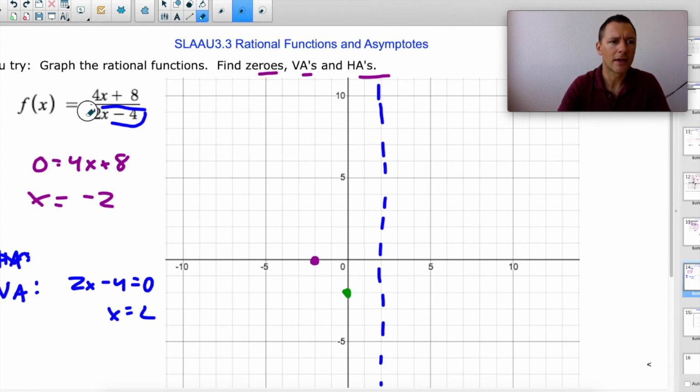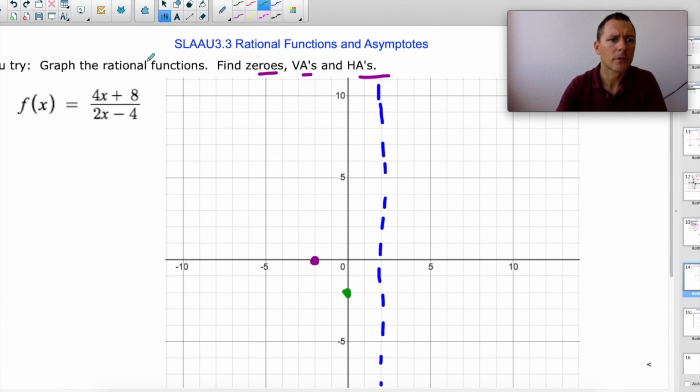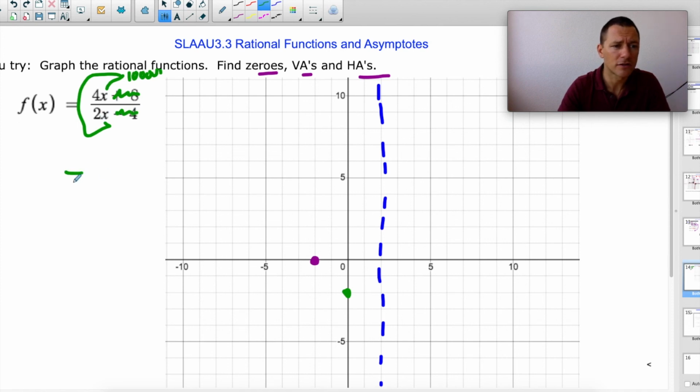And what color am I going to use? Green. You get a horizontal asymptote as you go really far one way on the x or really far the other way on the x. So essentially putting really big numbers in. So let's put 1,000,000 into both the x and that x. You get 4,000,008 and 2,000,000 minus 4. Essentially these become negligible and you get a ratio of 4,000,000 to 2,000,000, which is a ratio of 2. A lot of 2's. So you get a horizontal asymptote at 2.